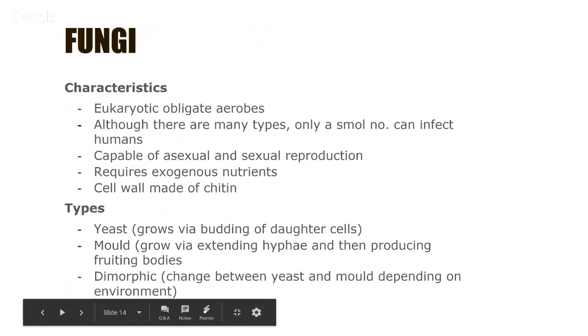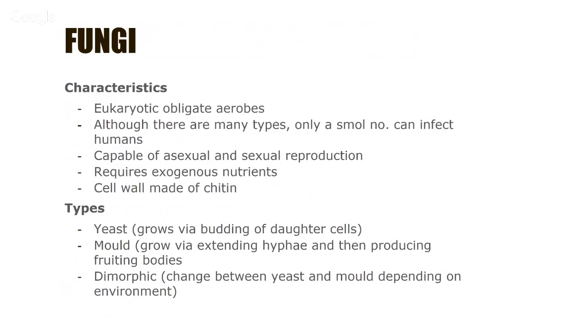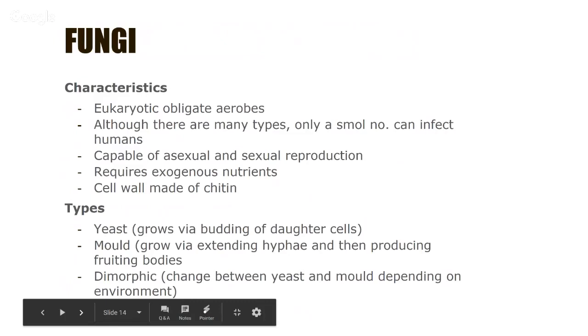Your dimorphic fungi usually involve certain specific types of algae, which have a yeast and a mold phase, depending on the environment. So whether that's in the external environment or within your own body, they can express themselves in two different forms.